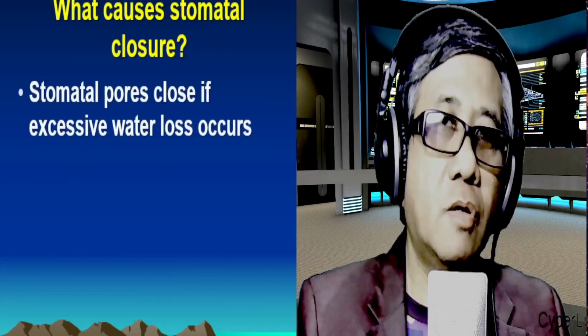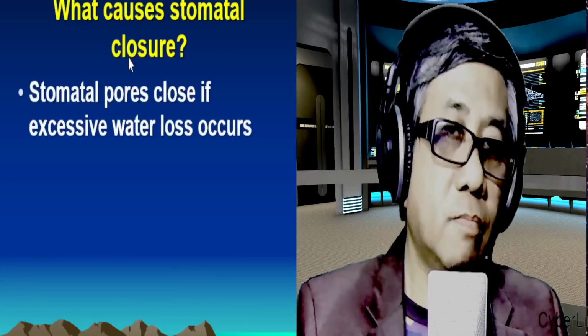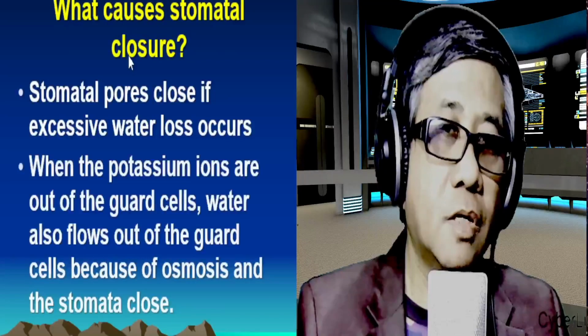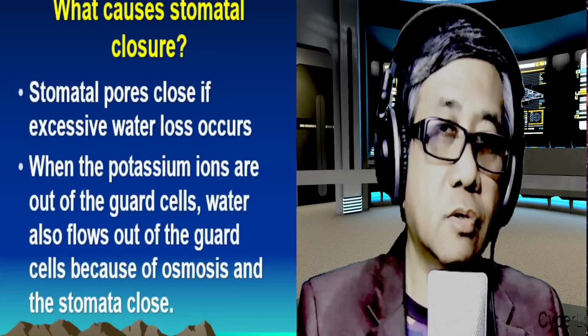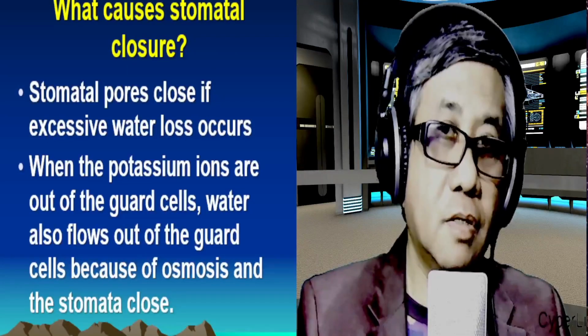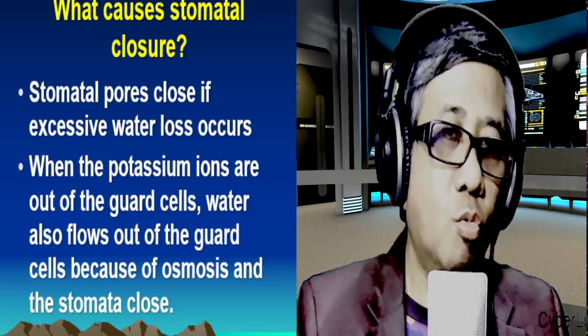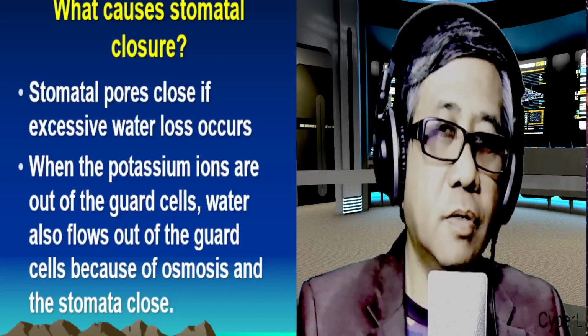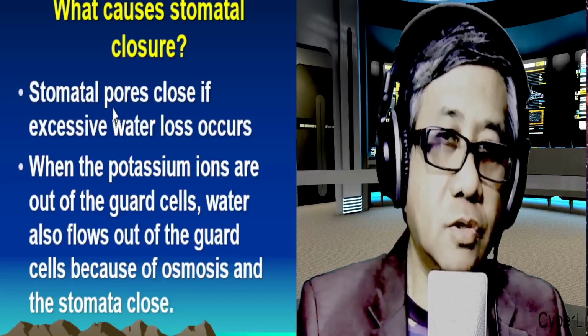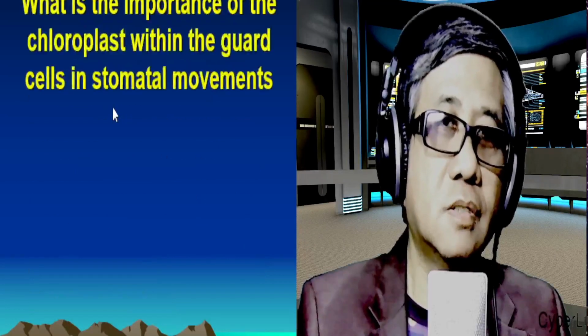Alright? Now what about closure of the stomata? The stomatal pores close when excessive water loss occurs. This happens when the potassium ions are out of the guard cells. Water also flows out of the guard cells, and because of osmosis, the stomata closes.